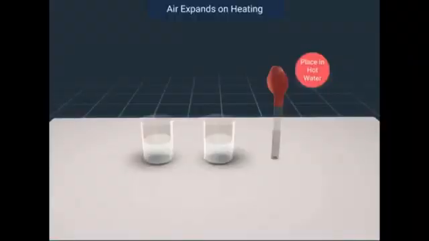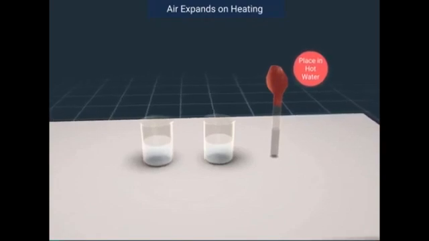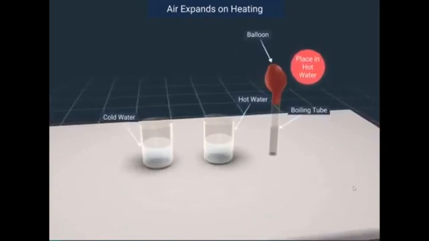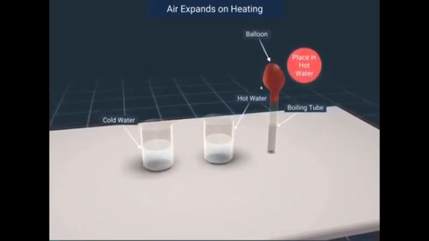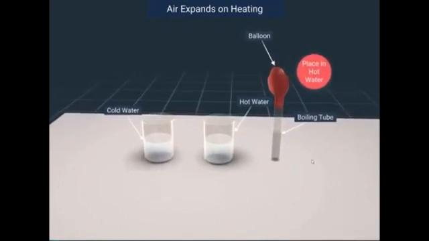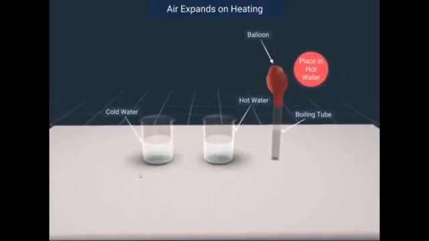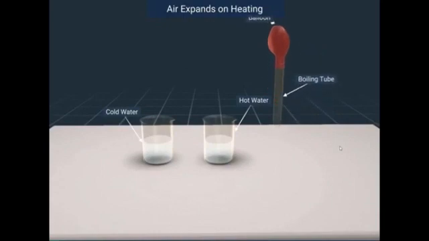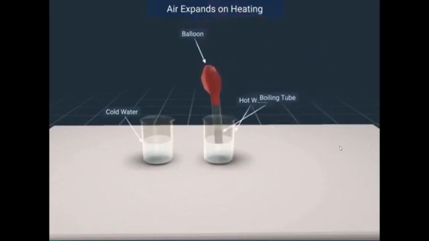Now, moving to the next slide, there are some activities. Does heating or cooling have any effect on air? Let us try to understand this with an activity. Here we have taken a boiling tube. A balloon is stretched tightly over the neck of the tube. A beaker with hot water and another beaker with cold water are taken. Place the boiling tube with the balloon in the hot water and observe.